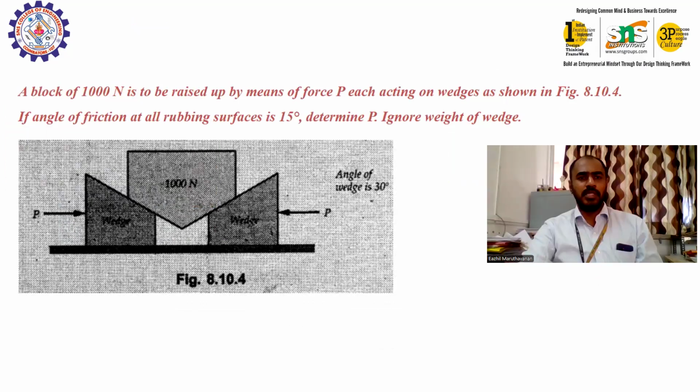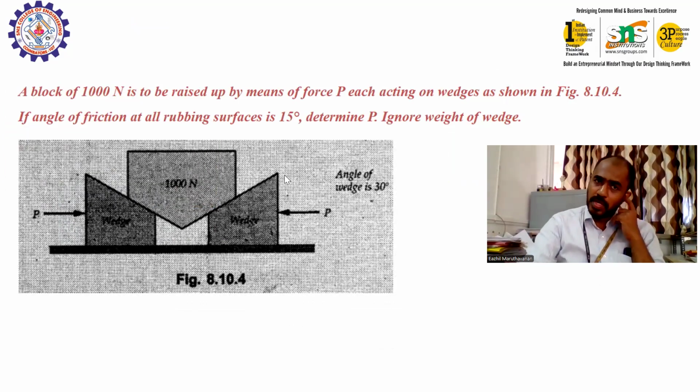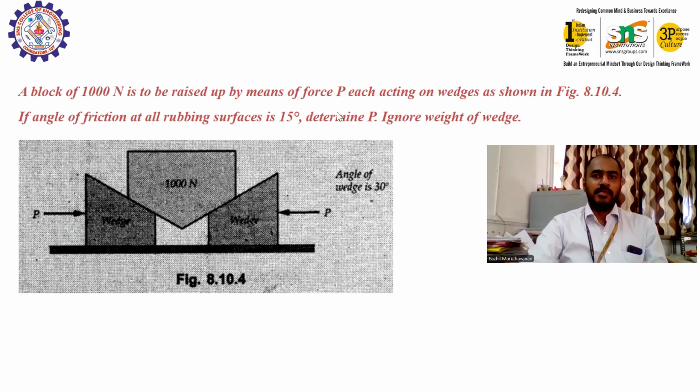Let's see the question. A block of 1000 Newton is to be raised by means of a force P, which is acting on both sides of the block. This is the force P, which is acting on either side of the block. The angle of friction of all rubbing surfaces is 15 degrees. We have to determine the value of P.